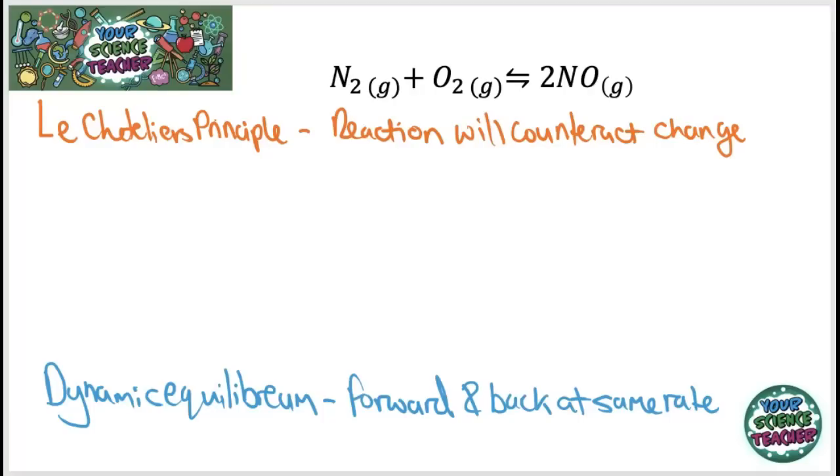Now, this reaction here is in fact endothermic in the forward direction and it's exothermic in the backwards direction. So let's have a look at what will happen if I change the temperature of the reaction. If I increase the temperature, what's going to happen? Well, my reaction is going to try and cool down. So it will favour the product of nitrogen oxide here, so it will push the reaction to the right.